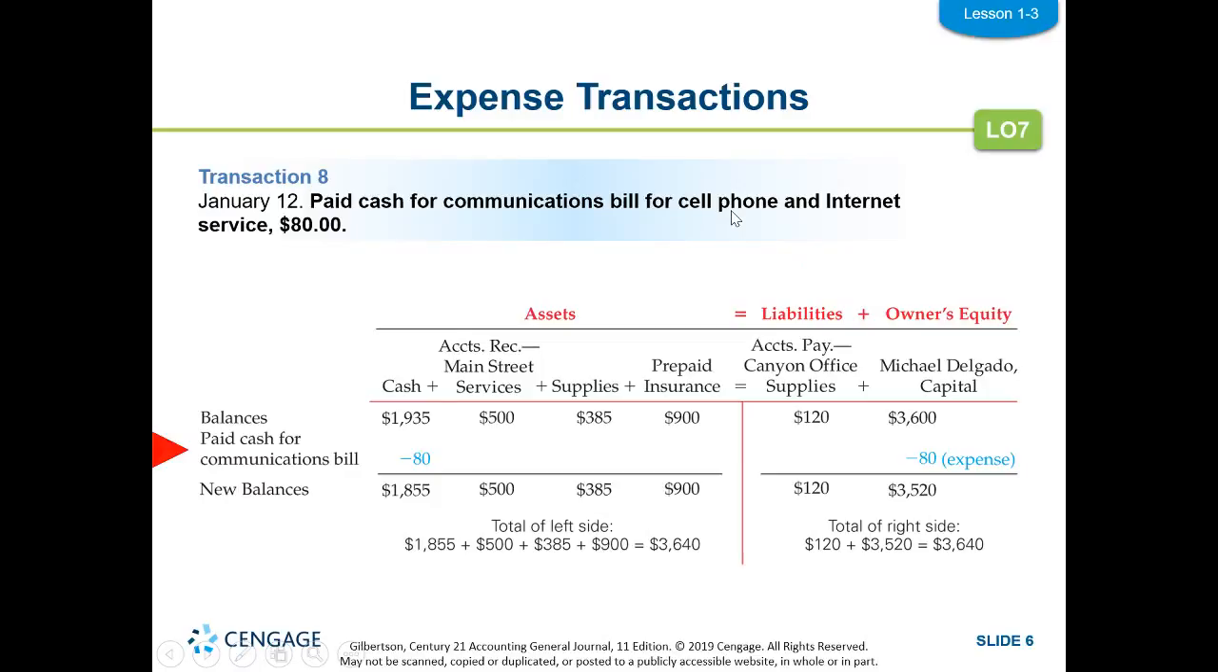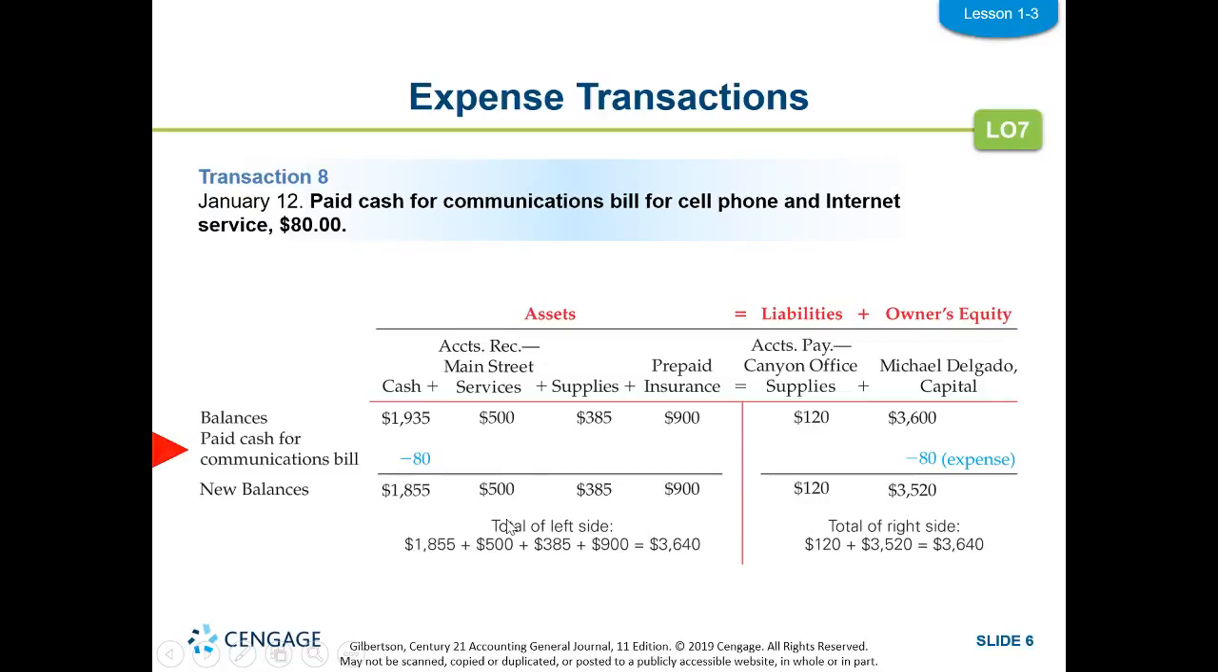And right now, our cell phone bill and internet is just an expense, okay? Cash is an asset. Expense is an owner's equity account, okay? So when we analyze this transaction, we paid cash, so we decreased cash by $80. And because again, we go across the equal sign, we decrease our expenses by $80, okay? That gives us a new cash balance of $1,855.